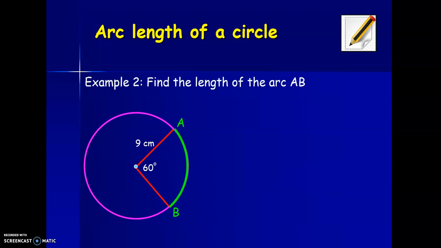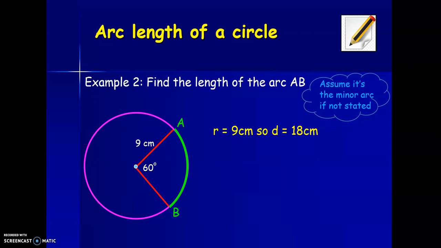We want to find the length of the arc AB in a circle with a radius of 9 centimetres and an angle at the centre of 60 degrees. We need to assume here that it's the minor arc we're looking for, since it's not stated in the question. So if it doesn't mention it in the question, it's always the minor arc you work out.